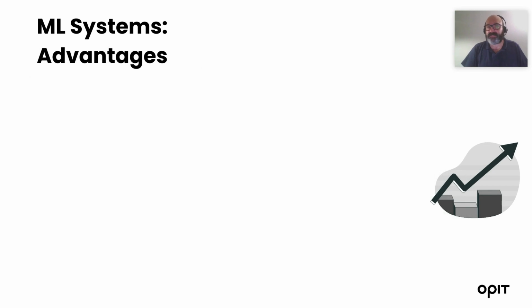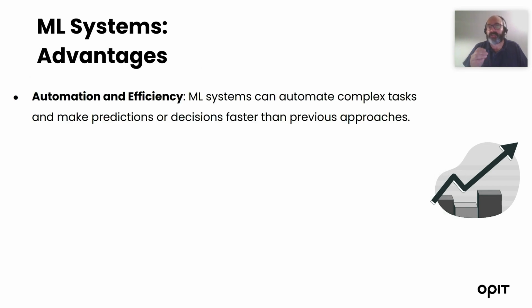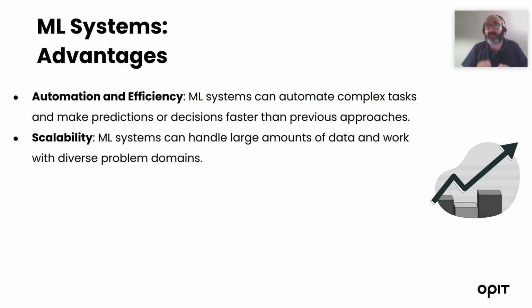Which are the advantages of machine learning systems? Machine learning systems can automate tasks and make predictions faster than previous approaches. Also, they are very scalable. We can use large amounts of data and let the machine learning system learn from data of different domains. It's very easy. The process remains the same. We need to change only the input data.